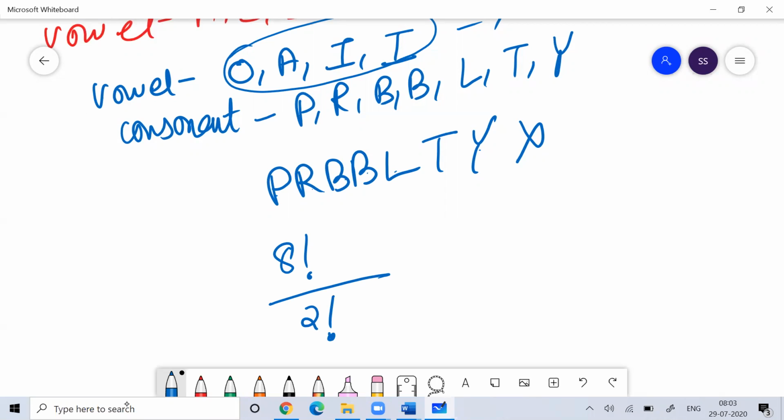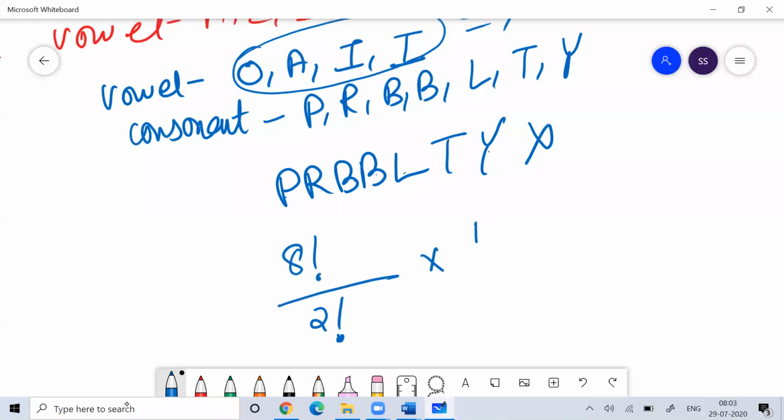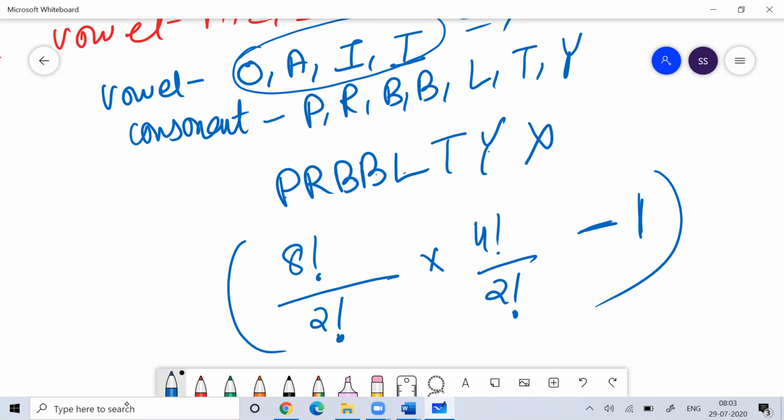Only B is repeating. P is not, R is not, L is not. So 8 factorial into... now X is not a single letter, it is a 4-letter word. In how many ways can I arrange them? 4 factorial by 2 factorial, because I repeats twice. But here they are not asking us arrangement, they are asking us rearrangement. So the answer would be minus 1. So this would be the full answer.